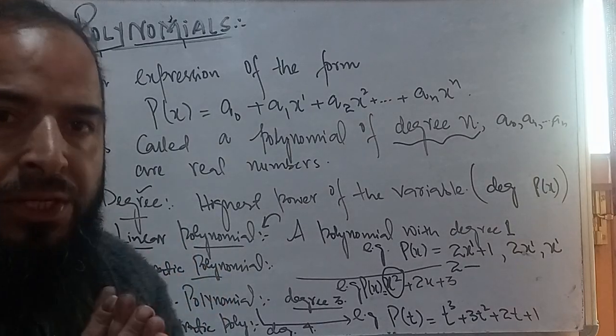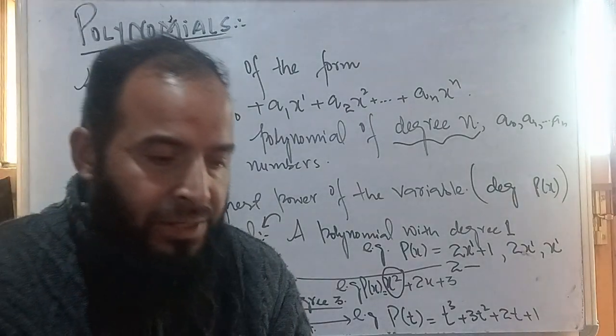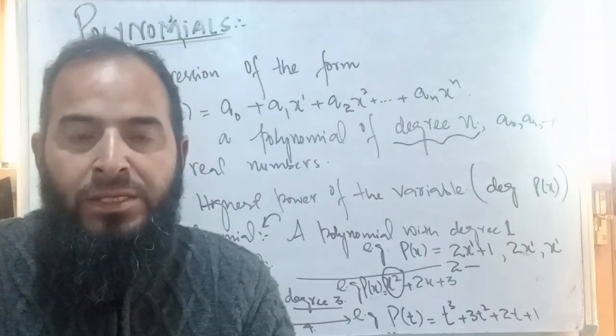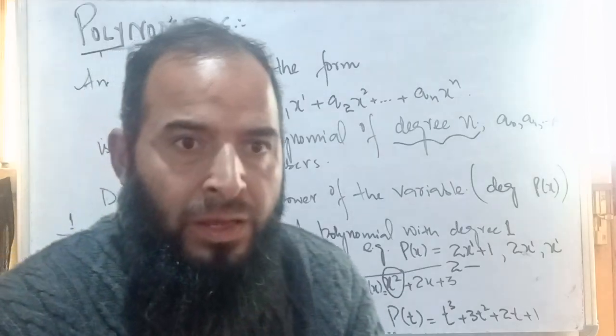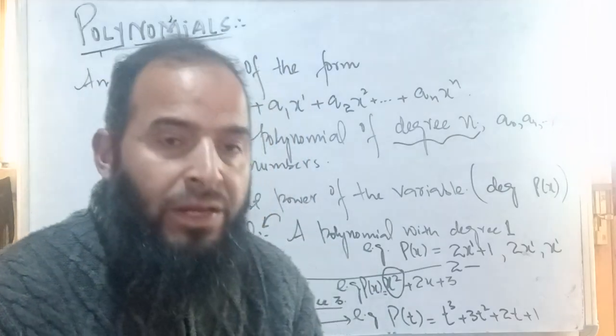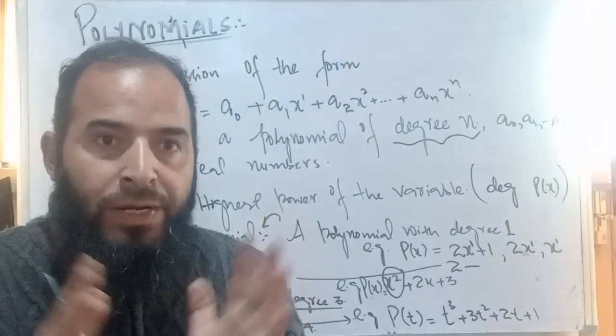This was something about the definition of a polynomial and its types. In the coming lecture, we will discuss the zeros and coefficients, the relation between them, and how to find zeros.